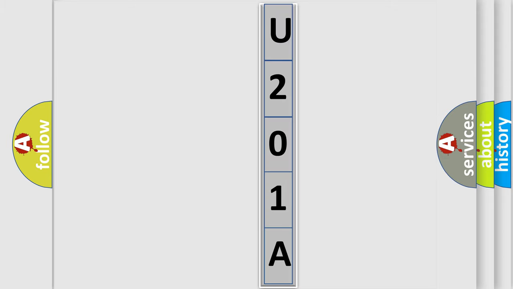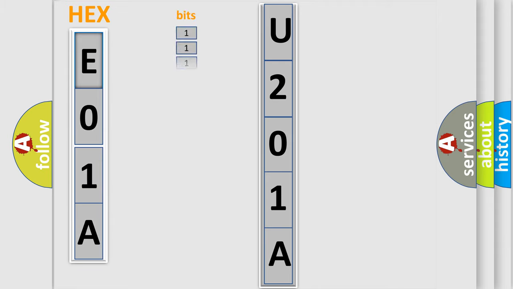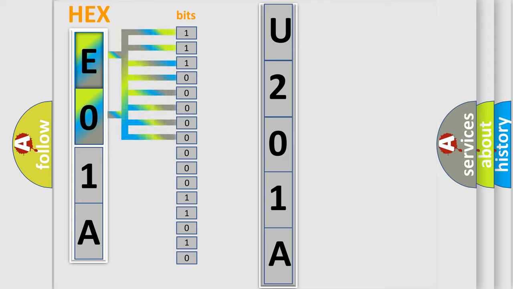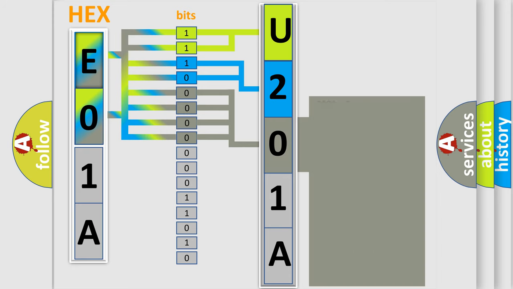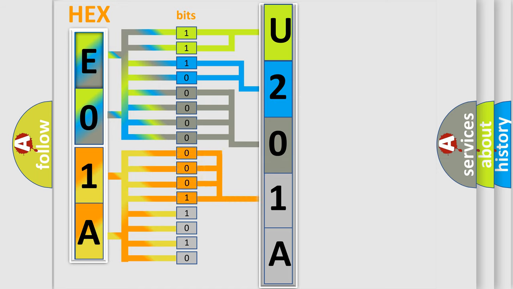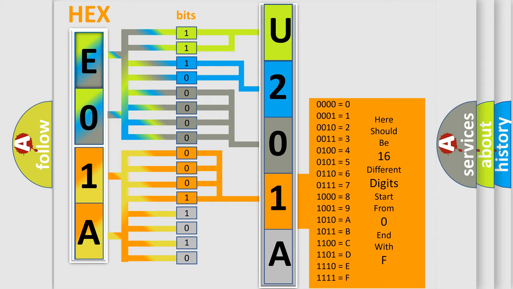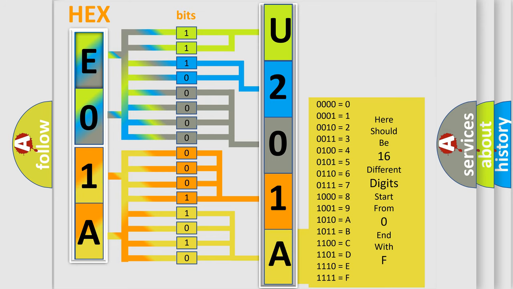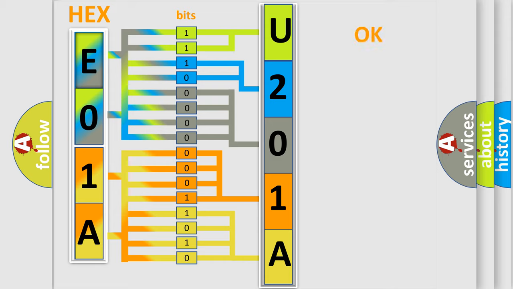The error code is split into two bytes consisting of 16 bits. One bit is the basic unit that each computer works with. The bit has two logical states: 0, low level, and 1, high level. By combining the first two bits, the first character of the error code is expressed. The next two bits determine the second character. The last bits of the first byte define the third character of the code. The second byte is composed of a combination of 8 bits. The first 4 bits determine the fourth character of the code, and the combination of the last 4 bits defines the fifth character. A single byte conceals 256 possible combinations. We now know in what way the diagnostic tool translates the received information into a more comprehensible format.